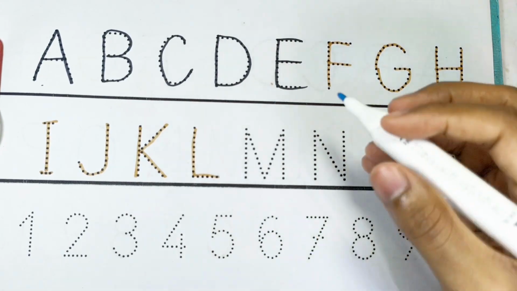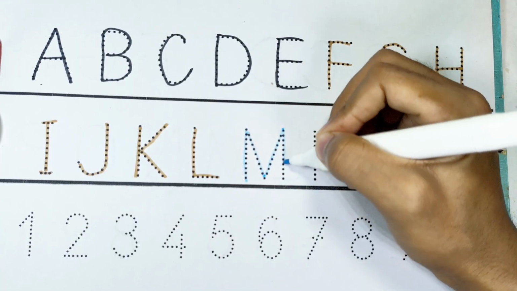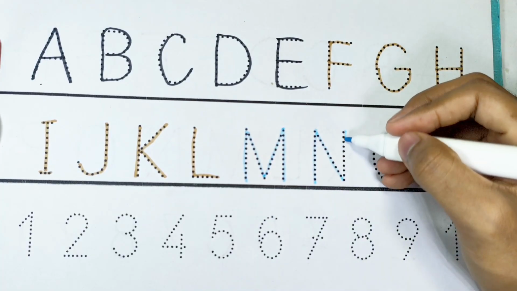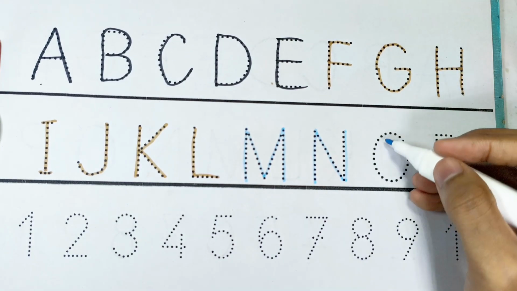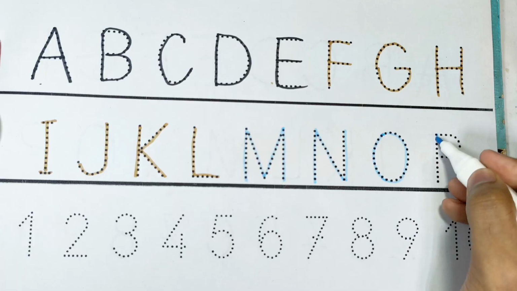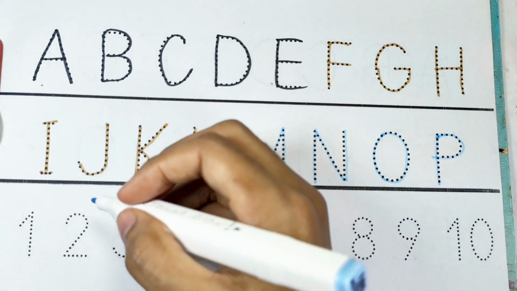Pale blue light color. Now we're using the color of pale blue light and writing the alphabet of M. M for moon. N for nose. The next one is O. O for octopus. P for penguin. The next one is numbers.